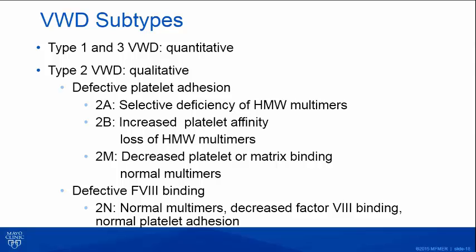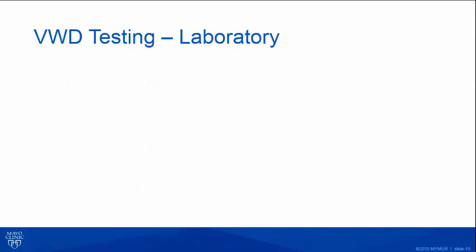For type 2N, Normandy von Willebrand disease, the defect exists in the Factor VIII binding site. So there is a marked decrease of Factor VIII level because von Willebrand factor cannot bind to Factor VIII to protect it from proteolysis in the circulation. However, the platelet adhesion part is still normal, and the multimer pattern is also normal.